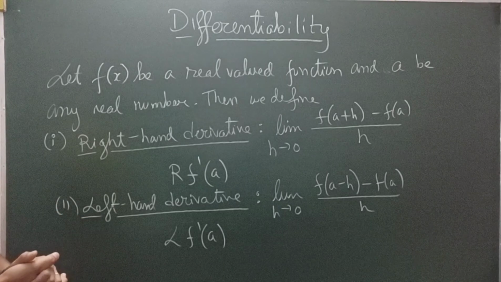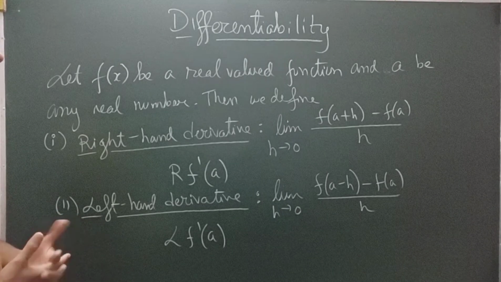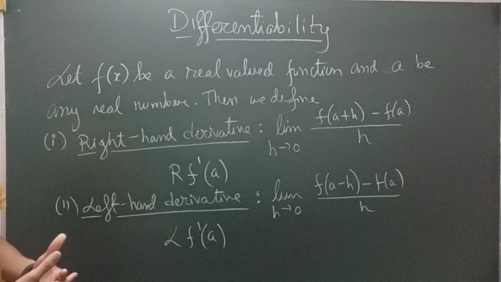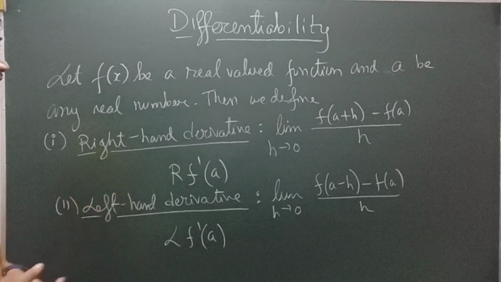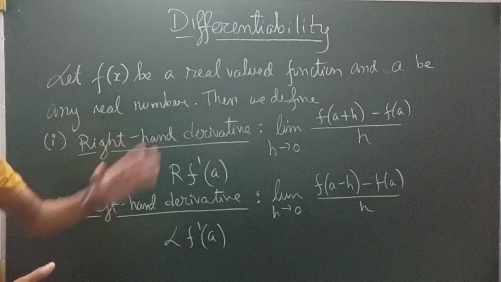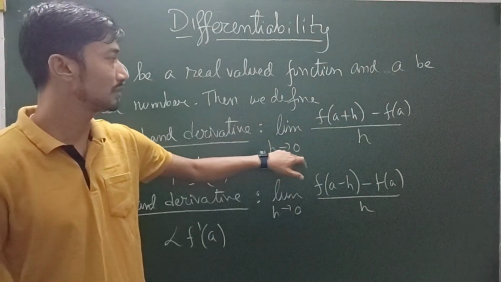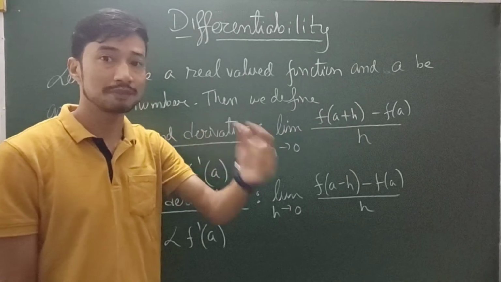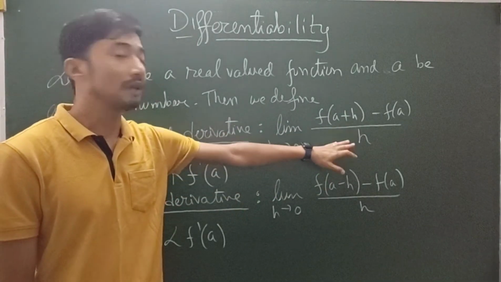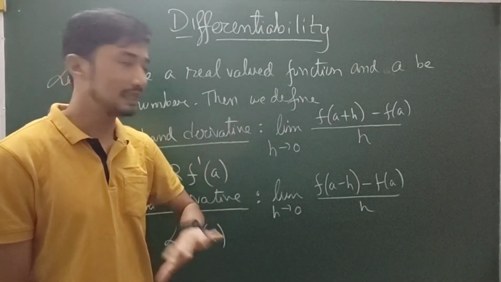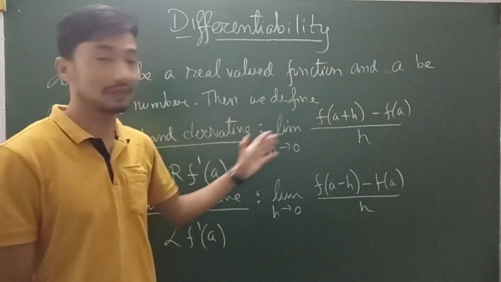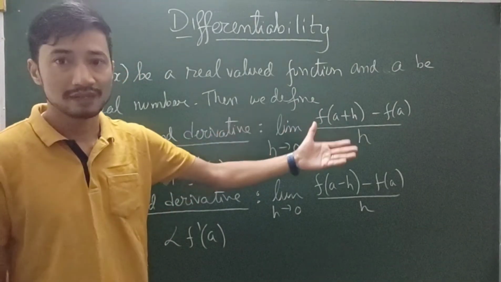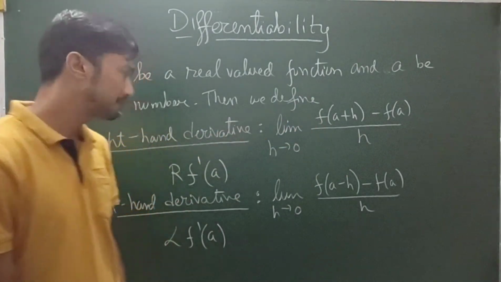As the definition says, if f(x) is a real valued function, meaning the output or the range will be all real values, and a is any real number, then we define the right-hand derivative as the limiting value as h tends to 0 of f(a+h) minus f(a), where a is that real number, divided by h, where h is a very small interval. If it exists, then it is said to be the right-hand derivative.